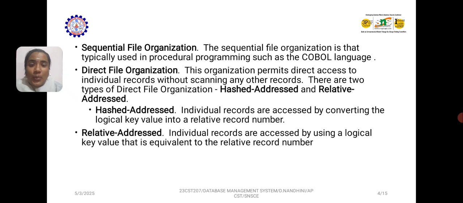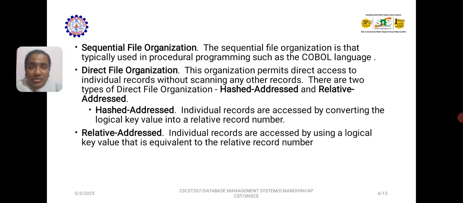Next one is sequential file organization. For example, we can take a library. If the books are in a scattered way, we cannot go and get the books that we want. But if it is ordered in a sequential manner, for example the book is a crime novel, it is in the first rack in the second row. So in this order we can easily access it sequentially. Sequential file organization must be a procedural program, so we are using COBOL languages.